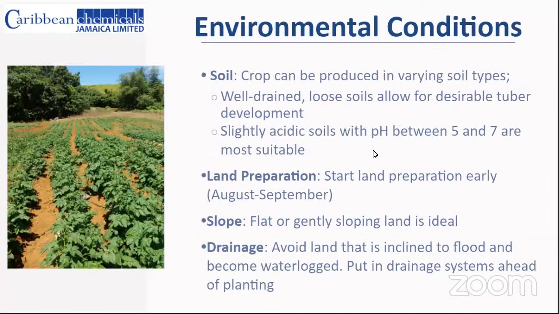Now, in terms of the environmental conditions, potatoes can be produced on a wide variety of soils. But what you want to ensure is that it's well drained. So, as I mentioned earlier, put in your drainage system ahead of time. Your land prep has to start early. You know how your soil stays. If one section of your land tends to hold the water longer, skip out a row there and put in a drain instead of a row of potatoes, and use the drain to drain away the water from that particular area. Also, once the soil is loose, you get better tuber development. Also, soils that are slightly acidic, with a pH between 5 and 7, are more suitable for production.